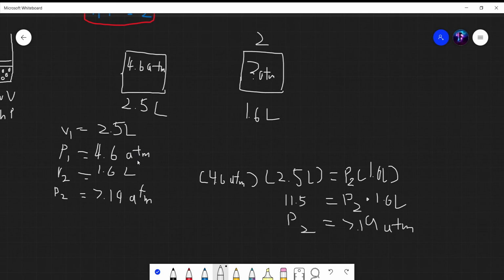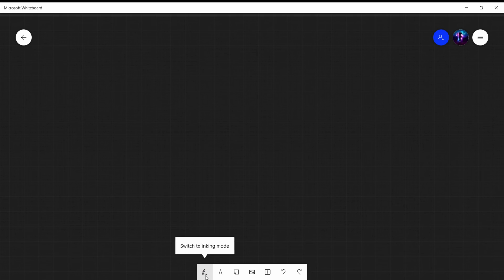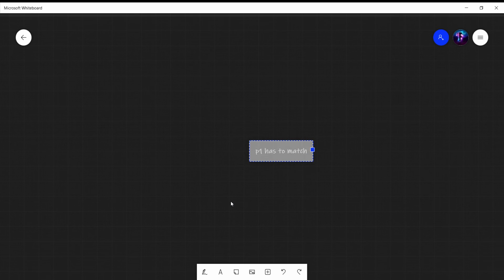Now, I'm gonna write down the rules. I know I already said them, but I'm just explaining them at random times, so I think it would be better if I write it down. So I'm gonna add a text. It'll be way easier. So I'm gonna write P1 has to match P2. So the units.